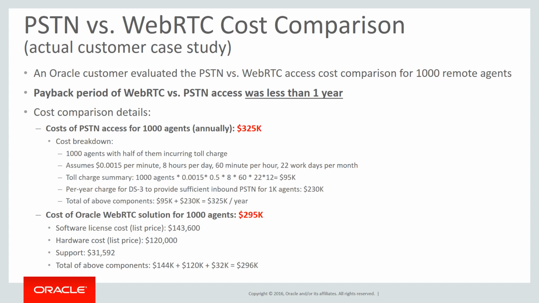So software license for WebRTC list price at about $144,000. The hardware cost, again, list at $120,000, and the support. Now, most enterprises that do business with Oracle would have a discount off list, so the ROI and the difference might even be bigger, but at about $295K.